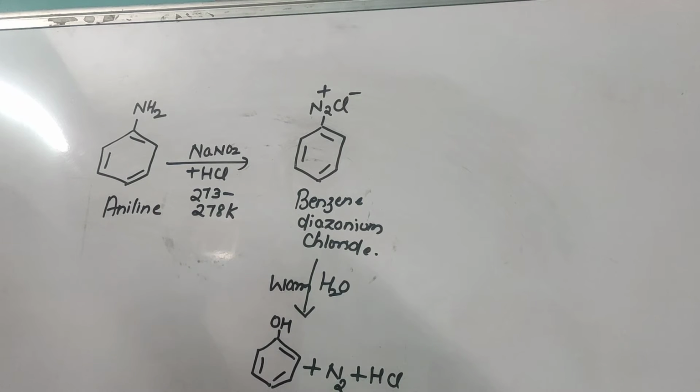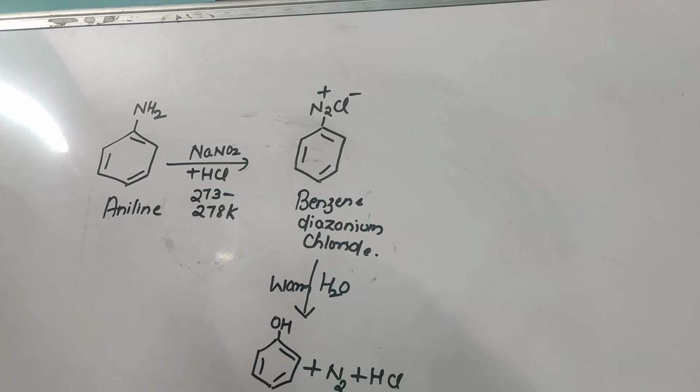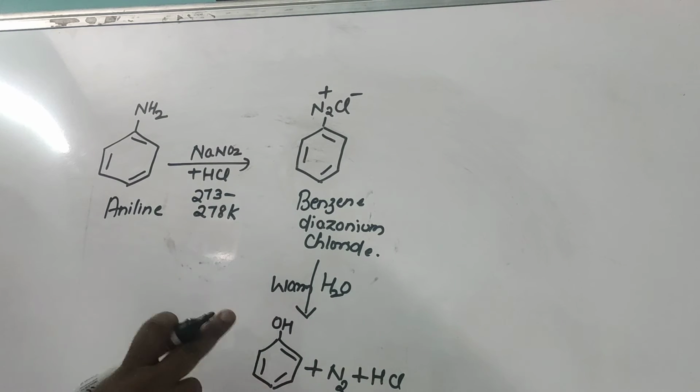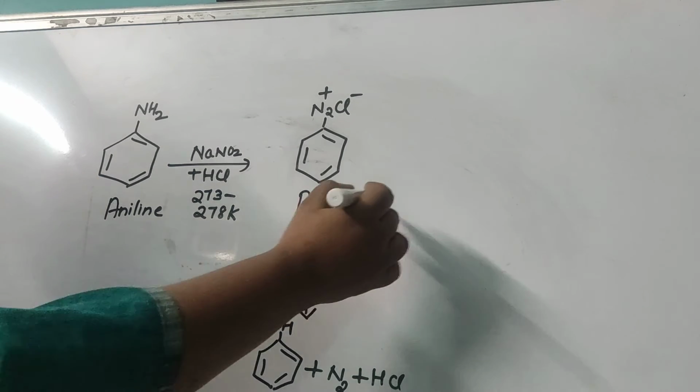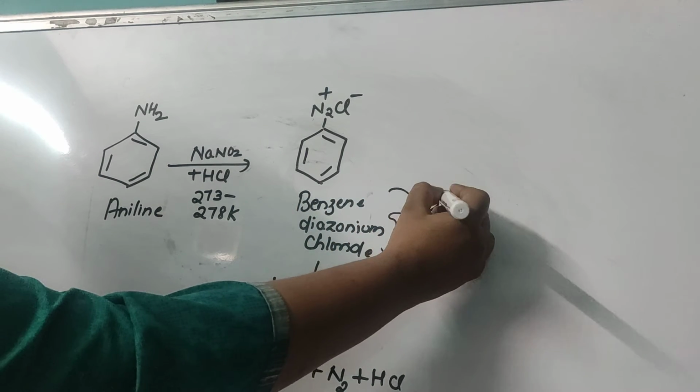So what is written? Diazonium salts are hydrolyzed to phenol by warming with water or by treating with dilute acids. Here in your book they have given warming with water. Instead of that you can use any of the acids also, like dilute HCl. So it's very clear. This is called diazonium salt.